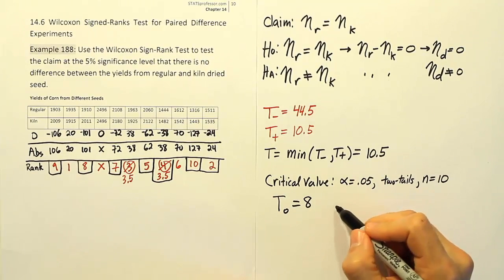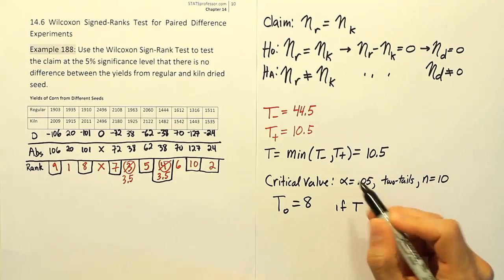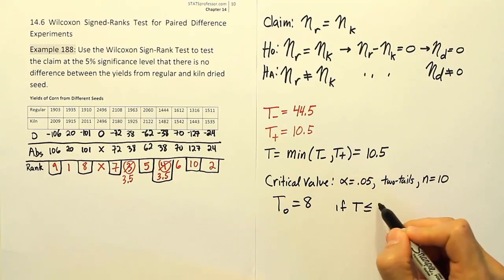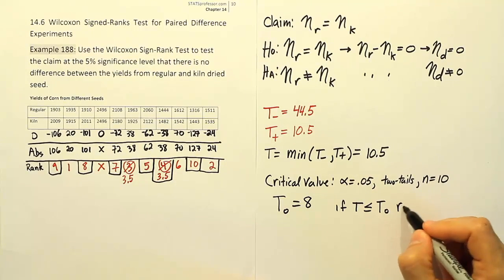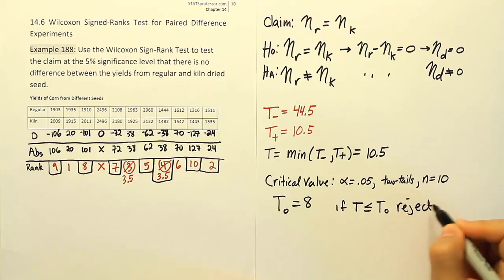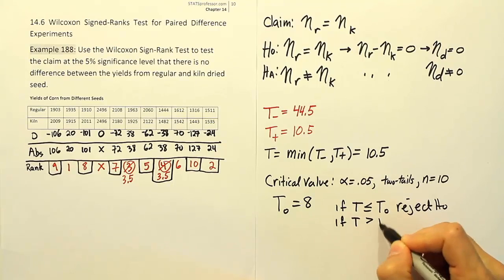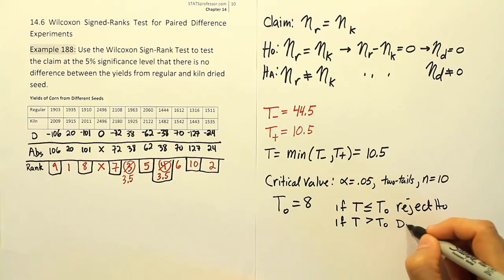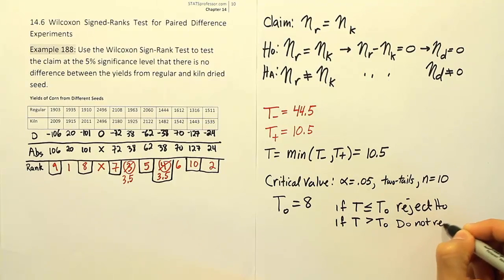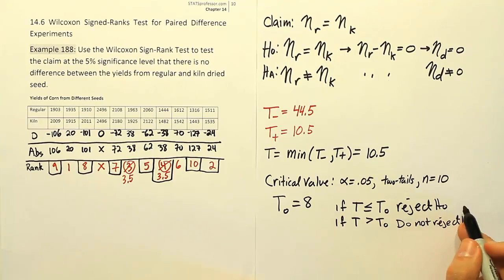Now the rule is very simple. If T, our test stat, is less than or equal to T0, we're going to reject H0. If T, our test stat, is greater than T0, then we're going to say do not reject H0. And you know the corresponding things that go with that. Rejecting H0 means you support HA, and do not reject H0 means you do not support HA.